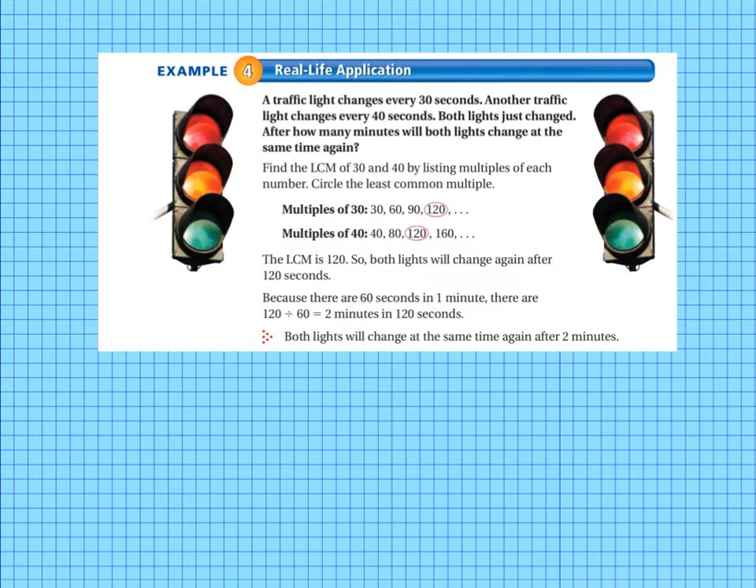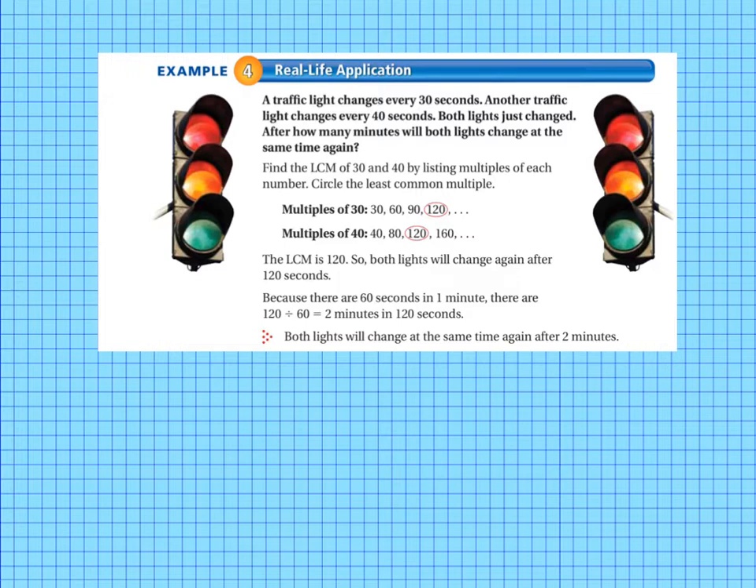Here's a real-life application. A traffic light changes every 30 seconds. Another traffic light changes every 40 seconds. Both lights just changed. After how many minutes will both lights change at the same time again? So when you have a problem like this, it's asking you what is the least number of minutes or the least amount of time or something like that. So hear that word least and think least common multiple of 30 and 40.